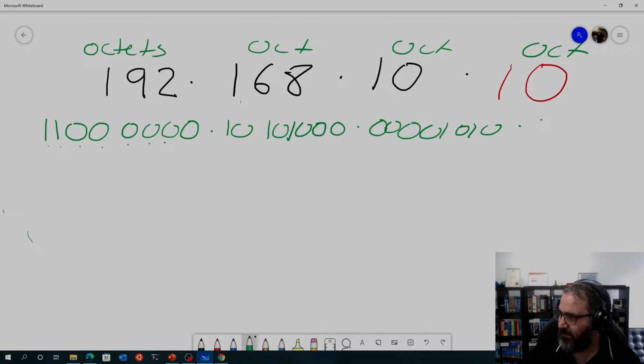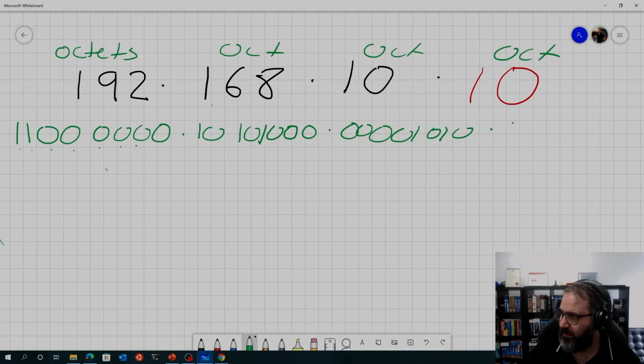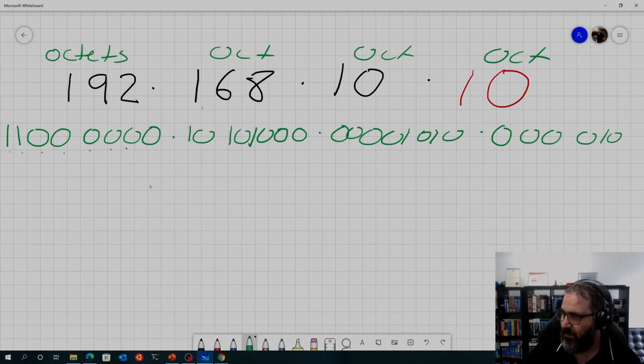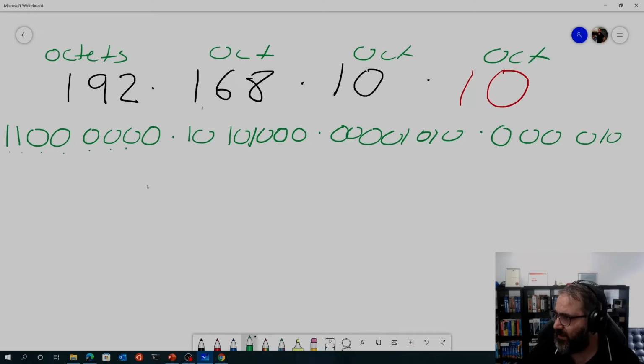Running out of space here. Let me see if I can move this over a bit. Always happens to me. I always run out of space. Start off big and then, yeah.